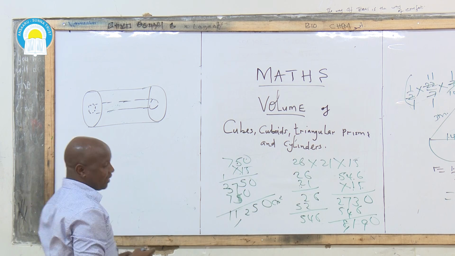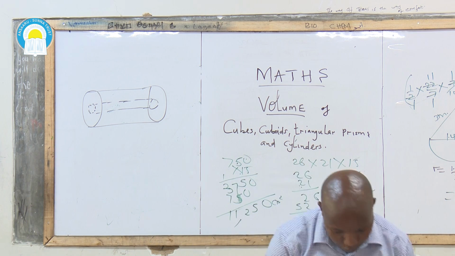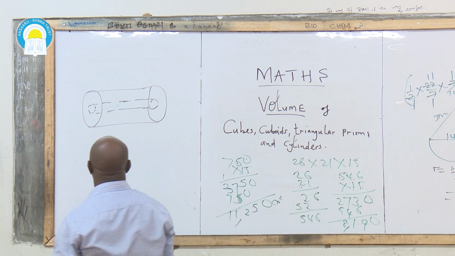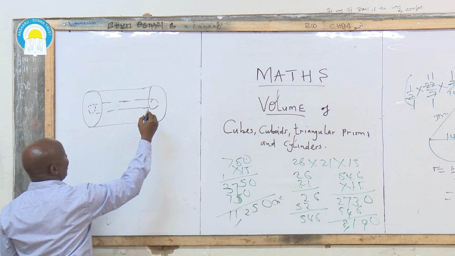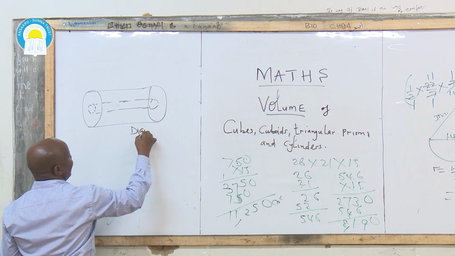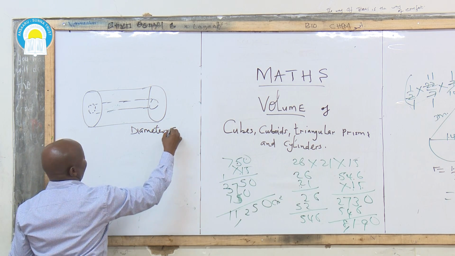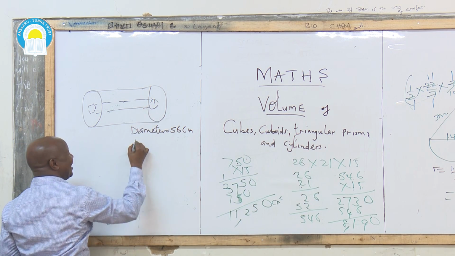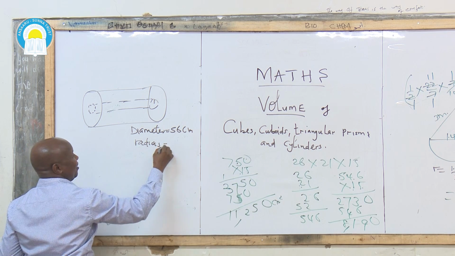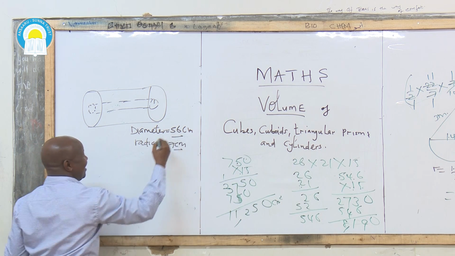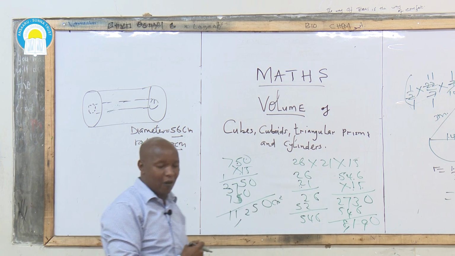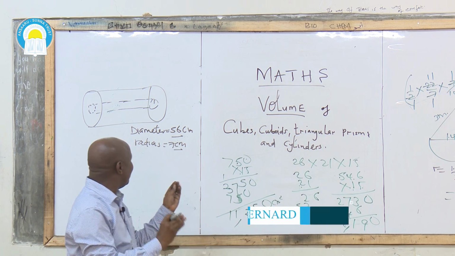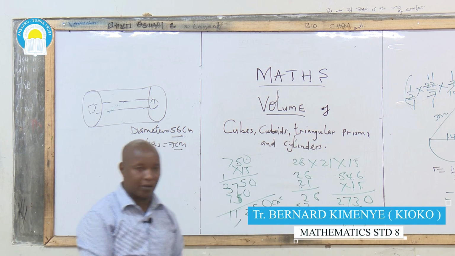Then you are told the diameter of the big cylinder is 56 centimeters. And the hole, you are given the radius as 7 centimeters. The examiner, I like these people calling the examiner. Now a student who doesn't understand the difference between diameter and radius cannot get that question.